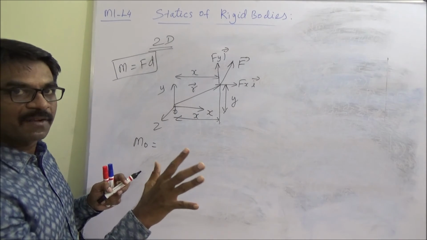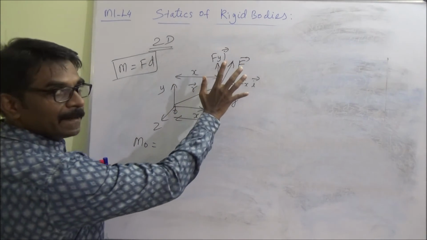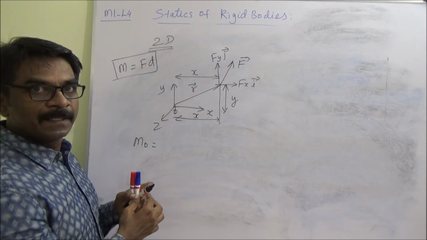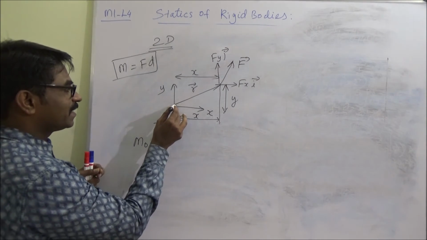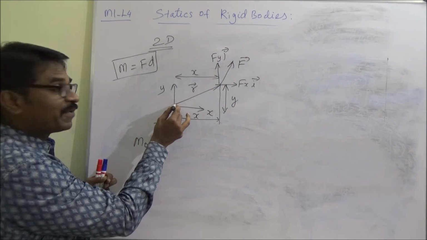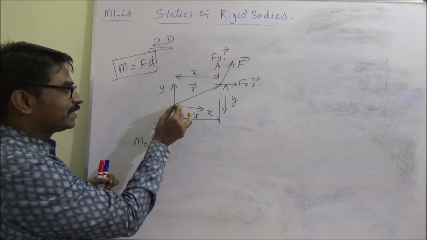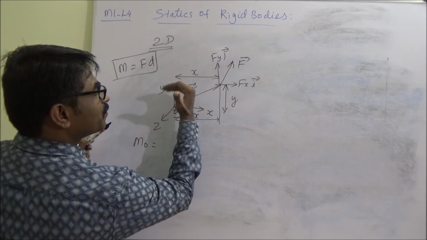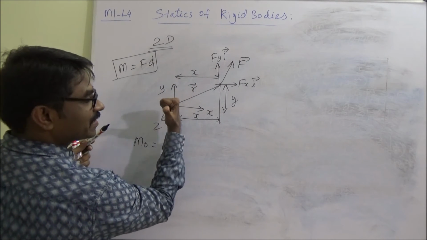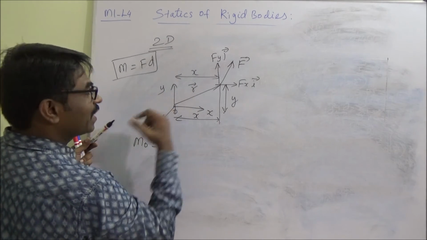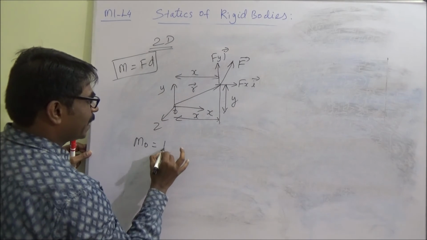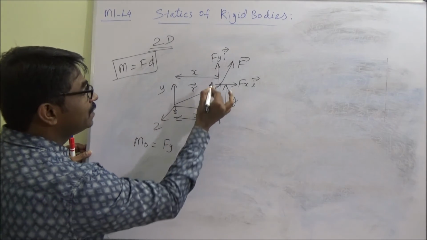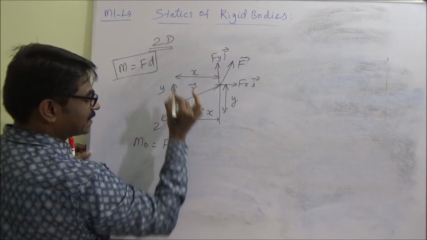See, understand this carefully. It is in the plane. Obviously, the moment direction is in the z direction only. It's away from the board. This is the direction. So when I rotate this produces anti-clockwise moment, and the direction is this. Okay, so Fy positive into perpendicular distance is x.